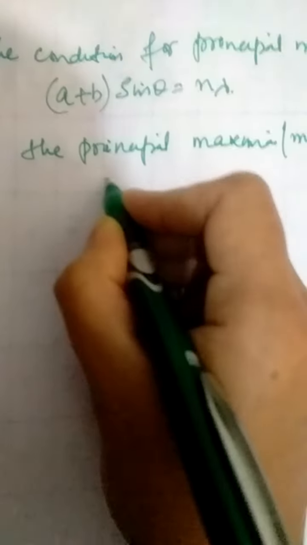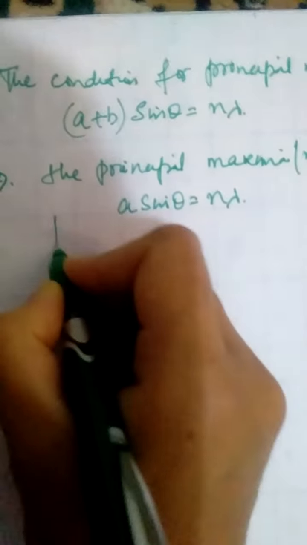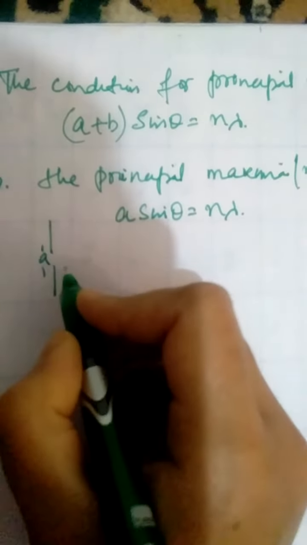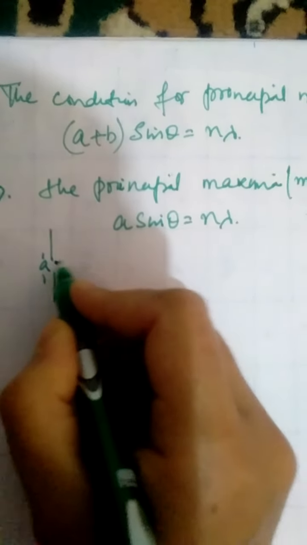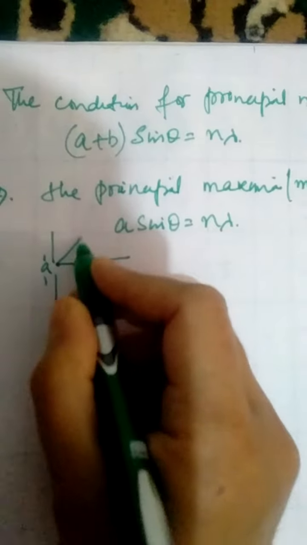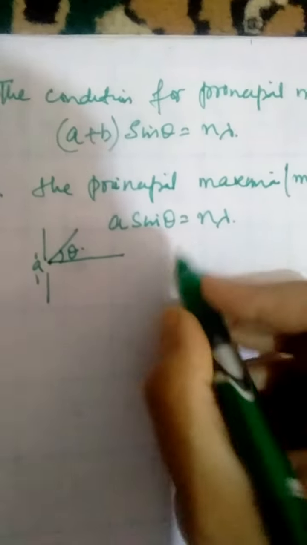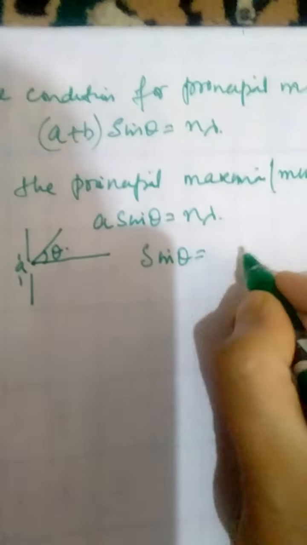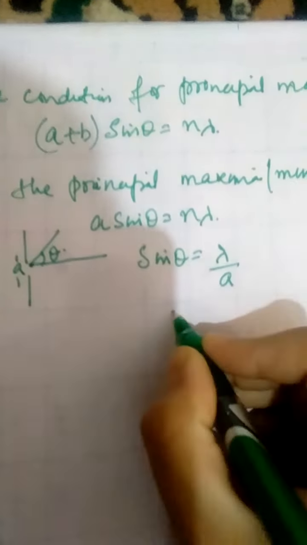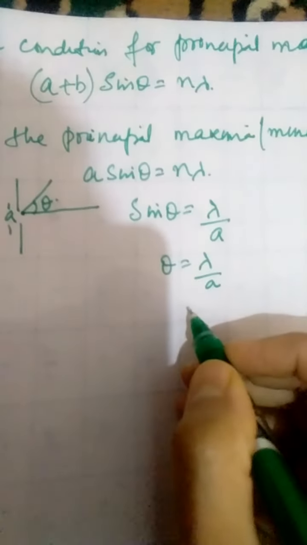It is a sin theta equal to n lambda, where a is the width of the slit. Theta is the angle through which the ray has bent on account of diffraction. Suppose we expected it to go straight, but it has bent on account of diffraction through a certain angle theta, so this is theta. Now we can write that sin theta for the first order diffraction, that is n equal to 1, is equal to lambda by a, or theta is equal to lambda by a if theta is very small.